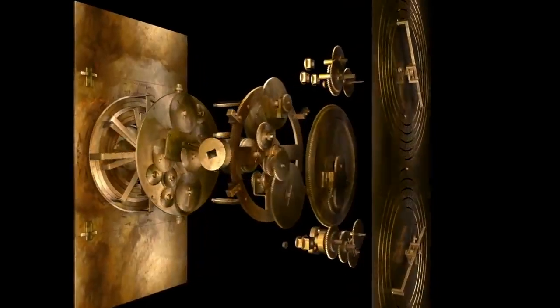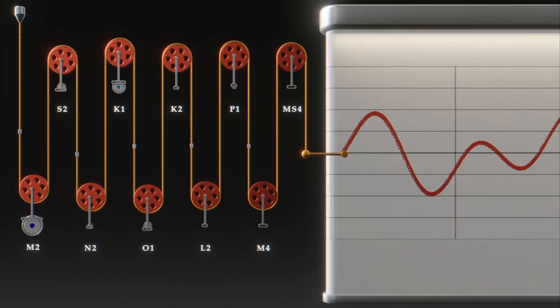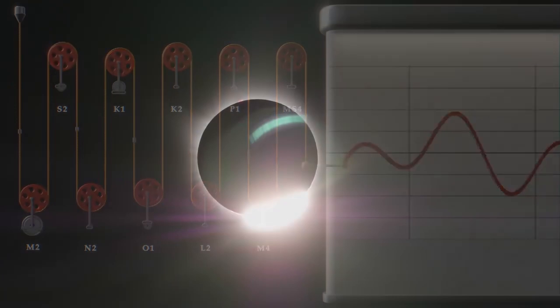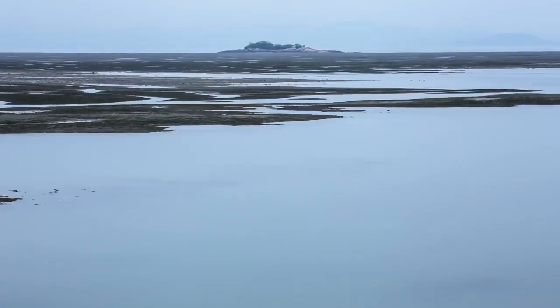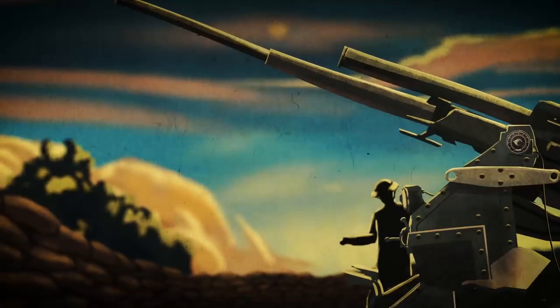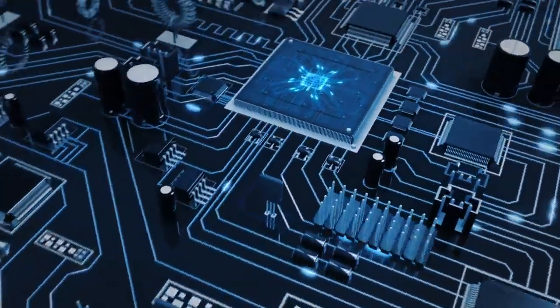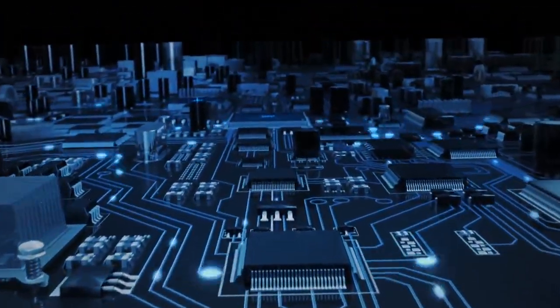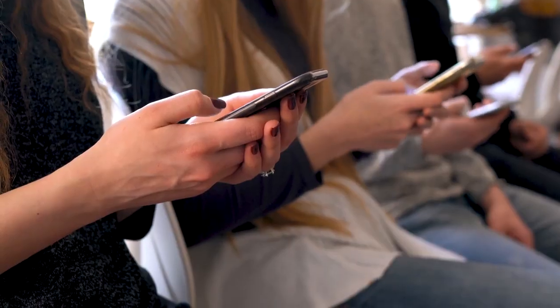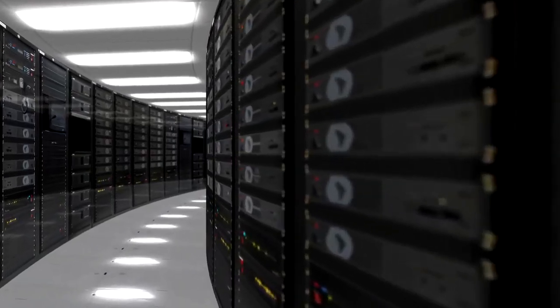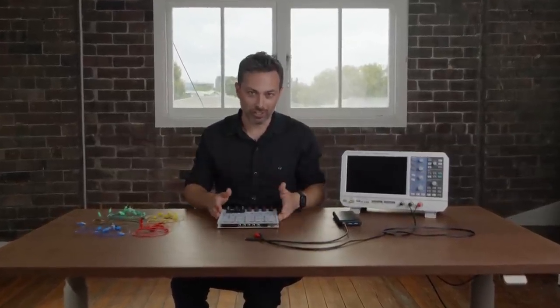For hundreds of years, analog computers were the most powerful computers on Earth, predicting eclipses, tides, and guiding anti-aircraft guns. Then, with the advent of solid-state transistors, digital computers took off. Now, virtually every computer we use is digital. But today, a perfect storm of factors is setting the scene for a resurgence of analog technology.